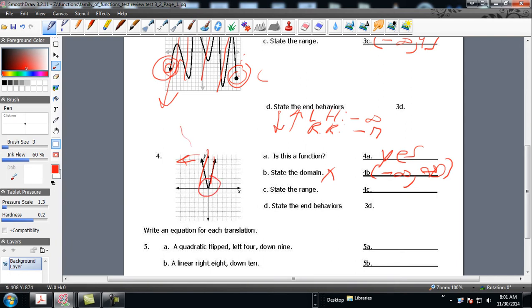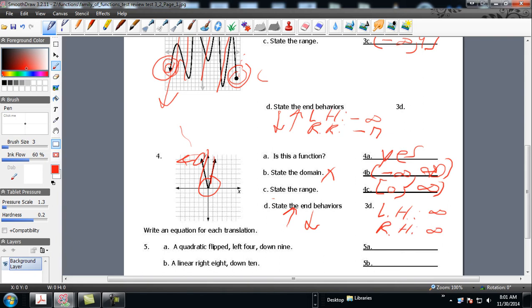Range. How low does it go? 0. Bracket it. How far up does it go? Forever. Once again, end behaviors are up, down, up, down. What's it doing on the left? You must give me left hand must be infinity. Right hand must be infinity.